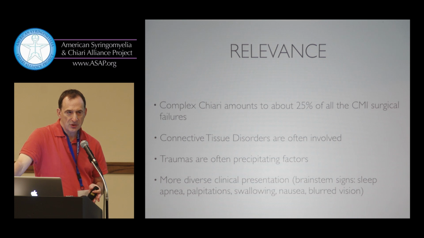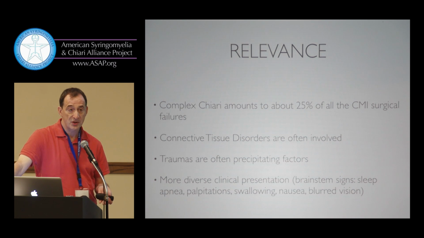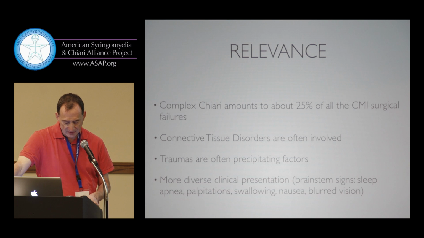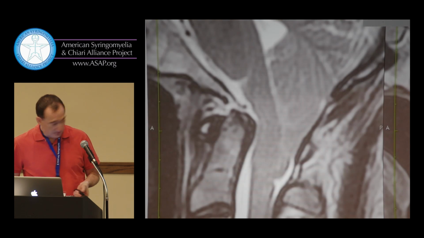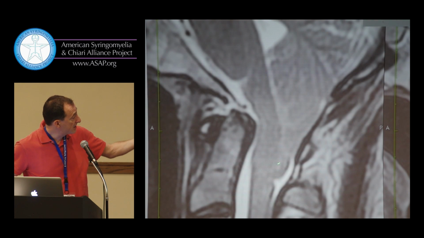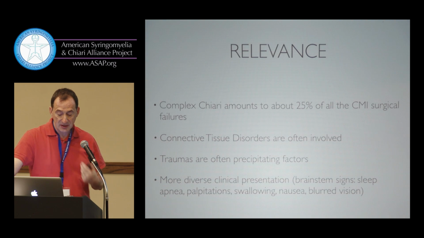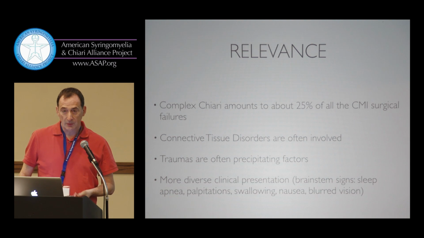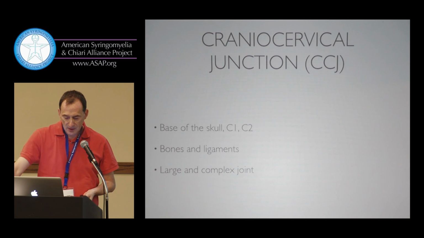The clinical presentation of these patients is more complex and often more serious and more dramatic than the people with Chiari-1 malformation alone. And there are brainstem signs, which come from when this part of the brain, called the brainstem, gets affected. So you can have sleep apnea, palpitations, swallowing problems, especially for liquids, nausea, blurred vision, etc.